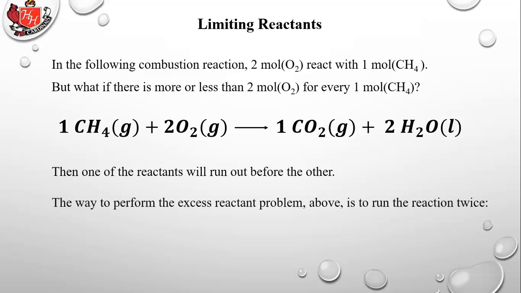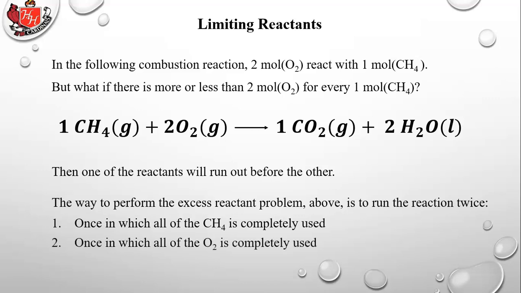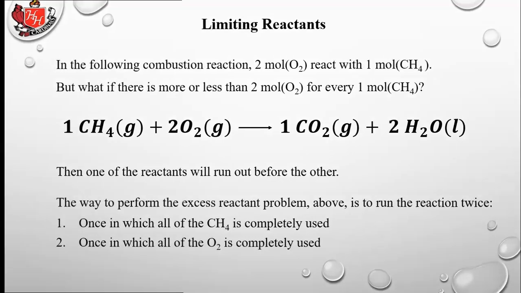The way to perform the excess reactant problem above is to run the reaction twice. Once in which all of the CH4 is completely used up, and then a second time in which all of the O2 is completely used up.